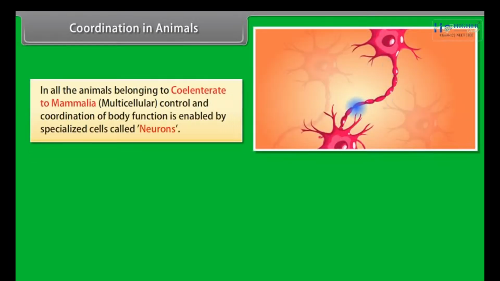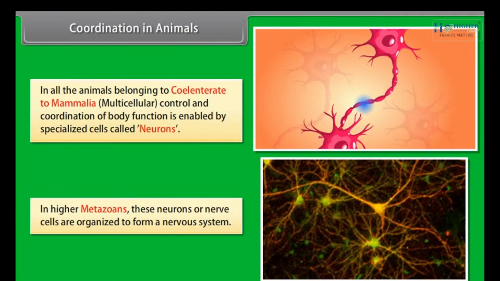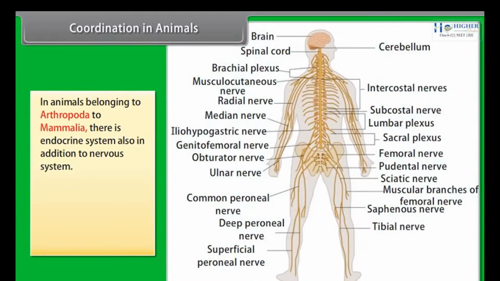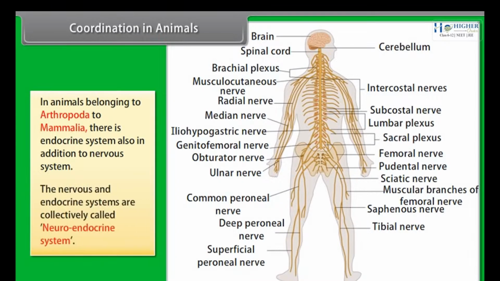In all the animals belonging to coelenterate to mammalia, multicellular control and coordination of body function is enabled by specialized cells called neurons. In higher metazoans, these neurons or nerve cells are organized to form a nervous system. In animals belonging to Arthropoda to mammalia, there is endocrine system also in addition to nervous system. The nervous and endocrine systems are collectively called neuroendocrine system.